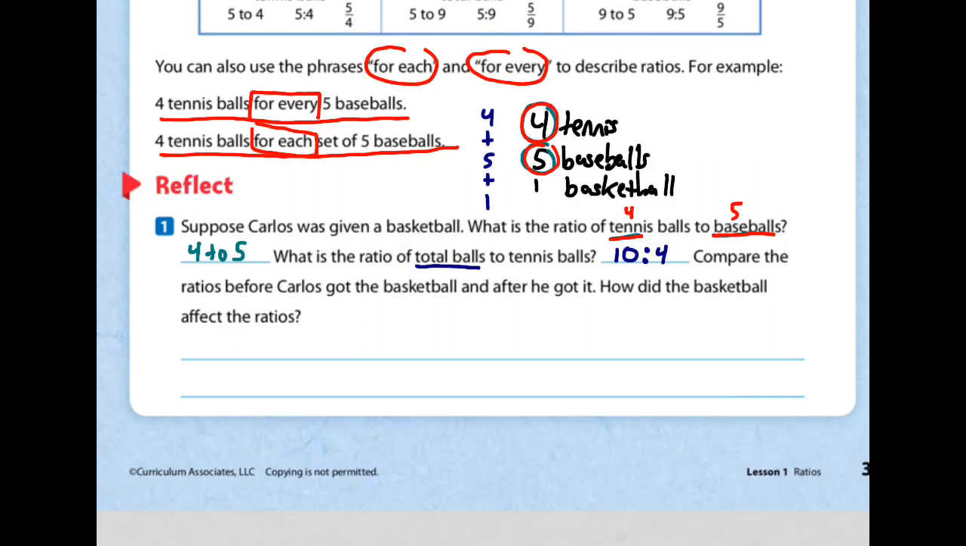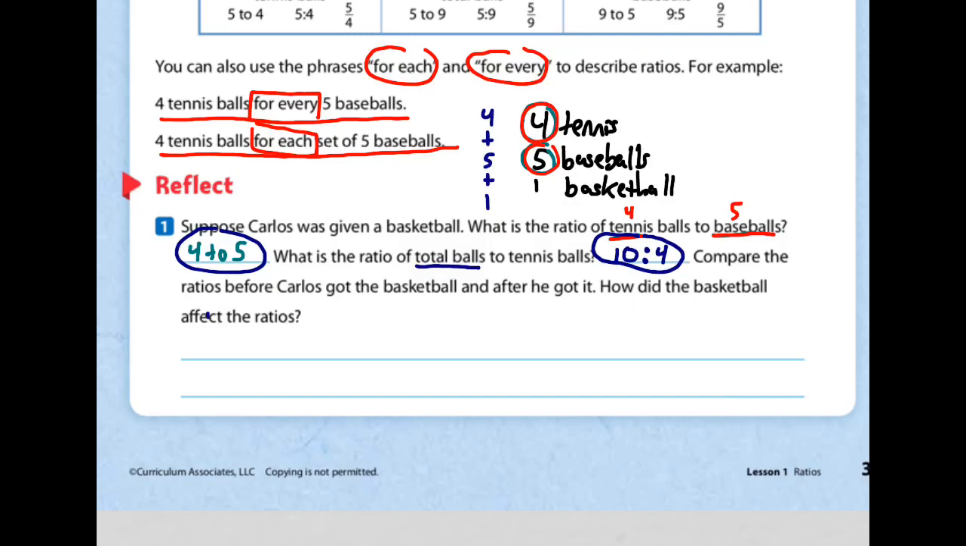So that ratio of total to tennis balls is 10 to 4. Now it says compare the ratios before Carlos got the basketball and after he got it. How did the basketball affect the ratios? Well, notice in this one, the first ratio, did the basketball actually affect the ratio? No, it didn't, because we're still just talking about the tennis balls and the baseballs. But in the second ratio, adding the basketball affected the total. It affected that. Instead of the total being 9, the total is now 10.